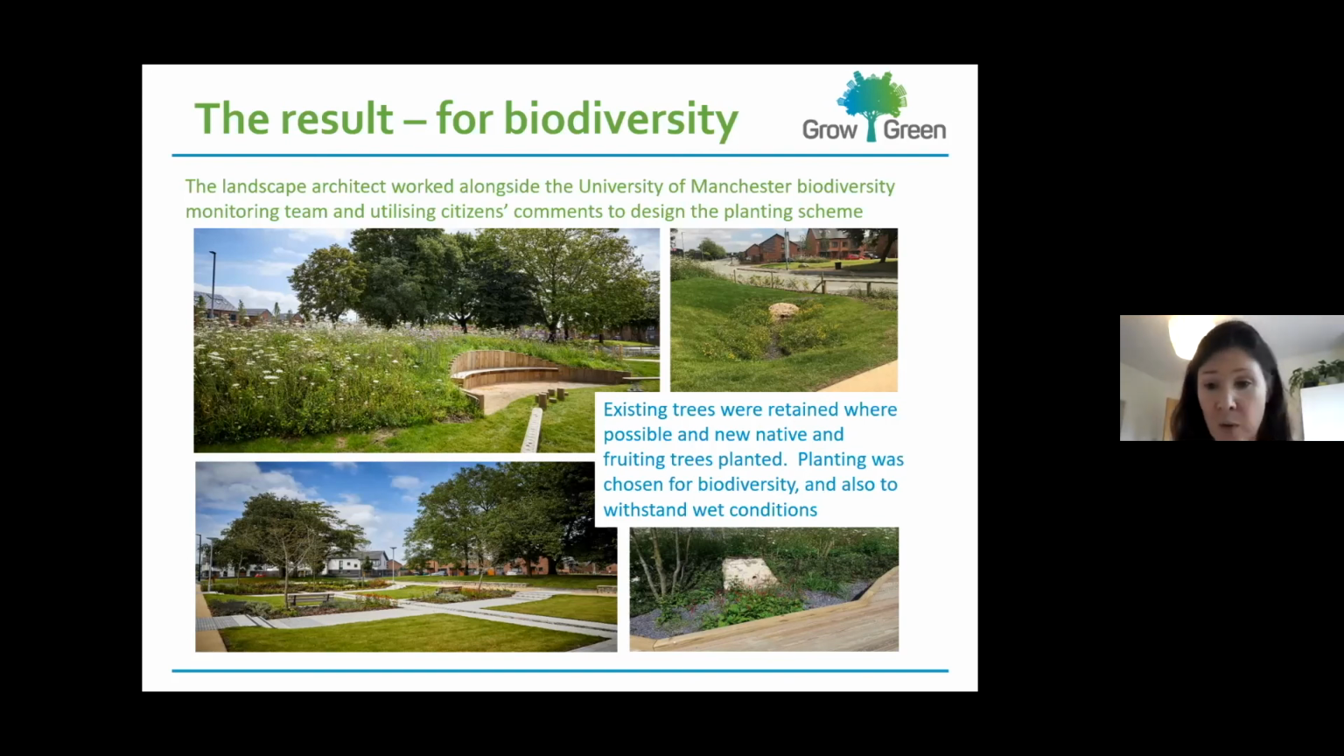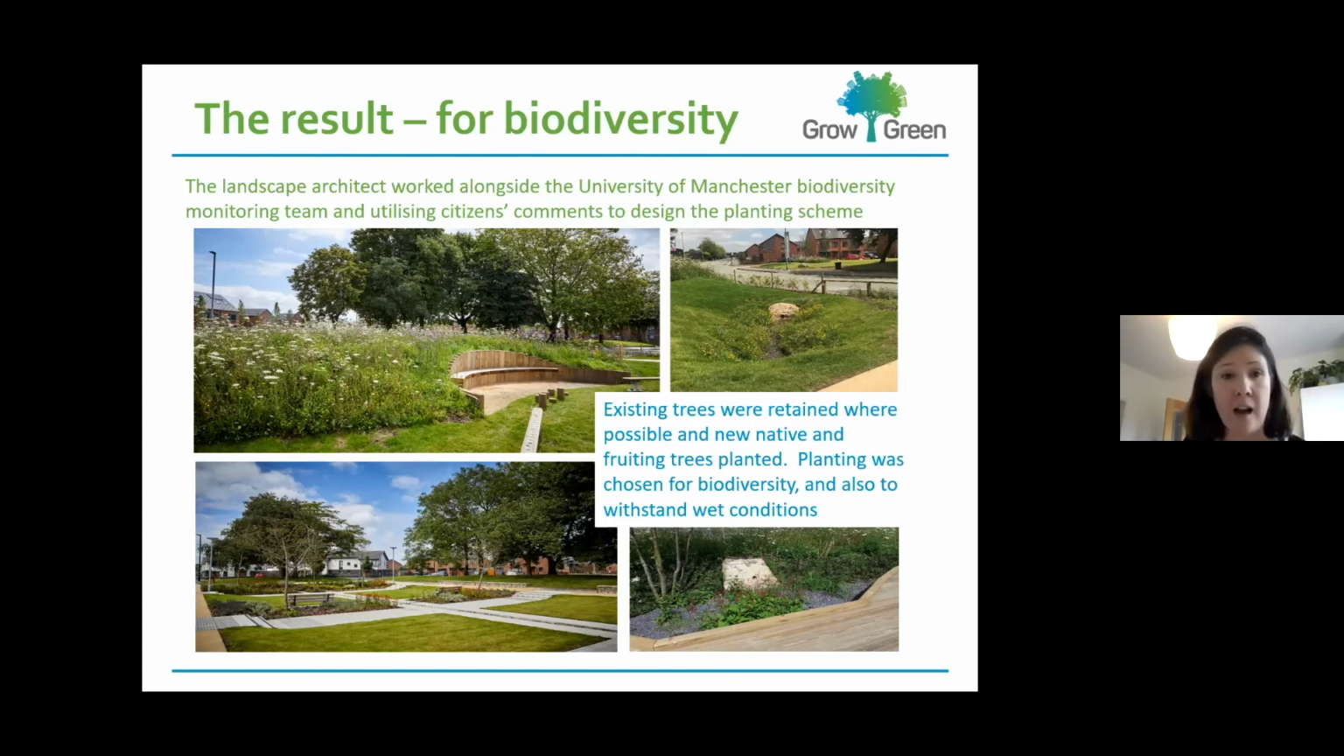Planting was chosen with biodiversity in mind and also to withstand wet conditions. So in that top right picture there, you can see one of our swales that's taking water in from that road, and it runs into the channel at the bottom. And you can see that the turf on the slopes of the swale is different to the grass surrounding it. It's a special turf with water resistant species in it. So those sorts of considerations were made around the biodiversity.